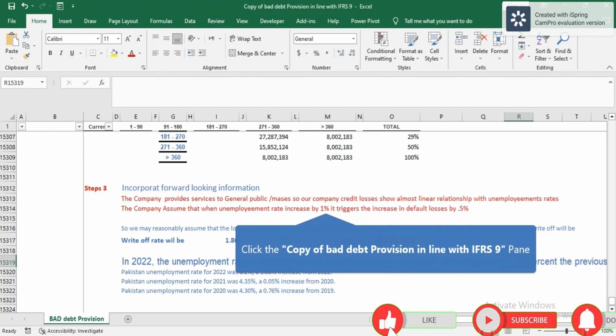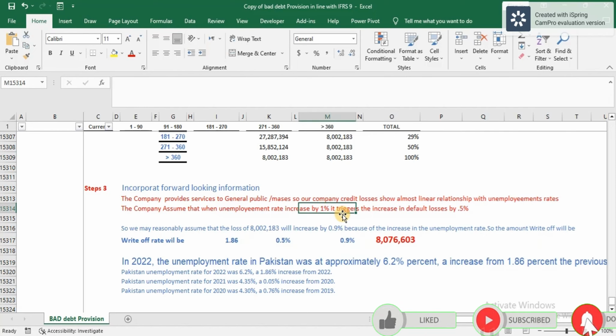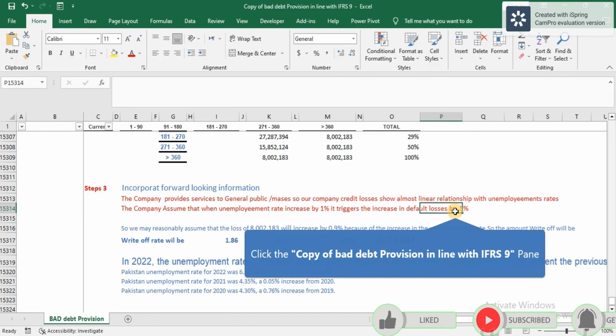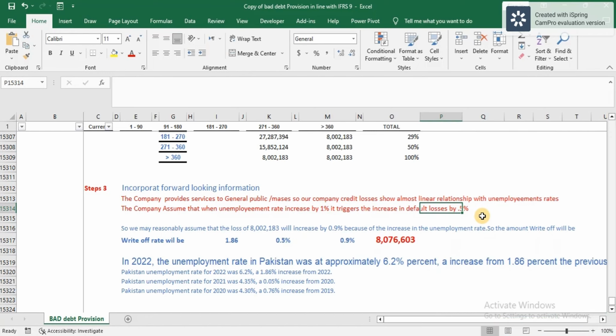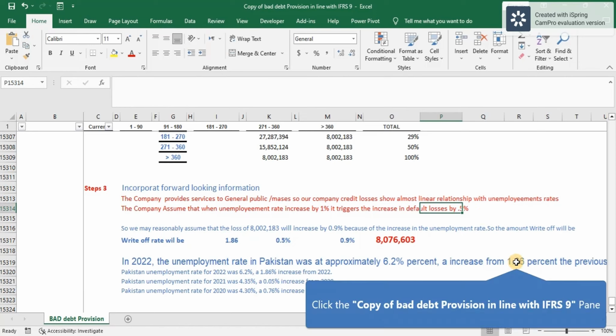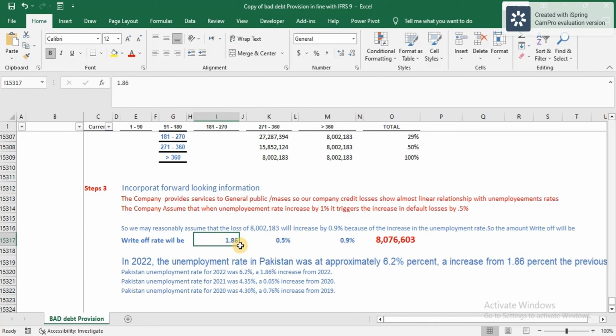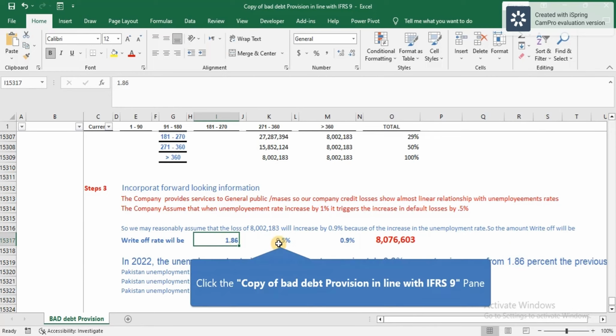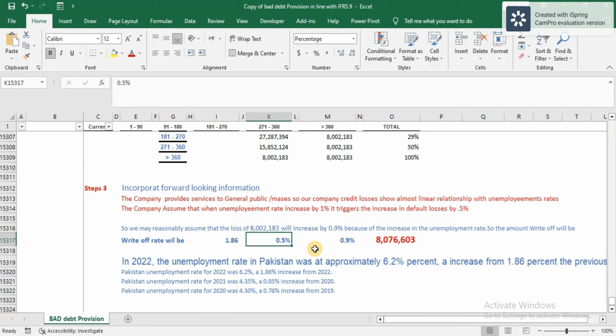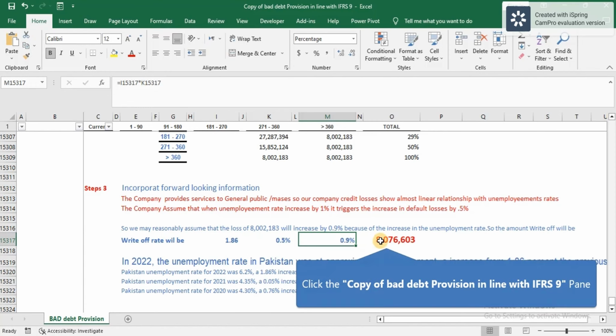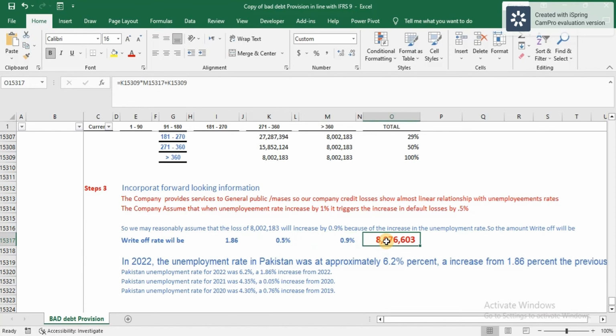The increase is 1.86%. I earlier assumed that if there is a 1% increase in unemployment, it will trigger 0.5% default in my customers, in my receivable. So as unemployment has increased 1.86%, with 1% triggering 0.5%, it will contribute 0.9% in my default rate. On the basis of this, I've calculated my coming year write-off.